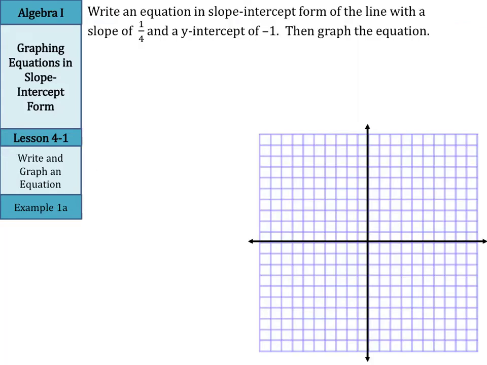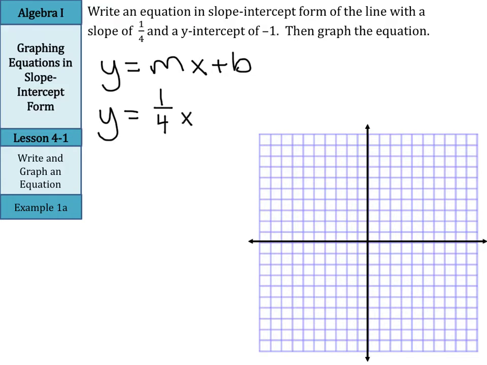Write an equation in slope-intercept form of the line with the slope of 1/4 and a y-intercept of -1. Then graph the equation. Well, if we start with the slope-intercept form, that is y equals mx plus b. Our slope is 1/4, so it's going to be y equals 1/4 x. We could write a plus -1 here, or we could simply write -1 for that y-intercept being -1.